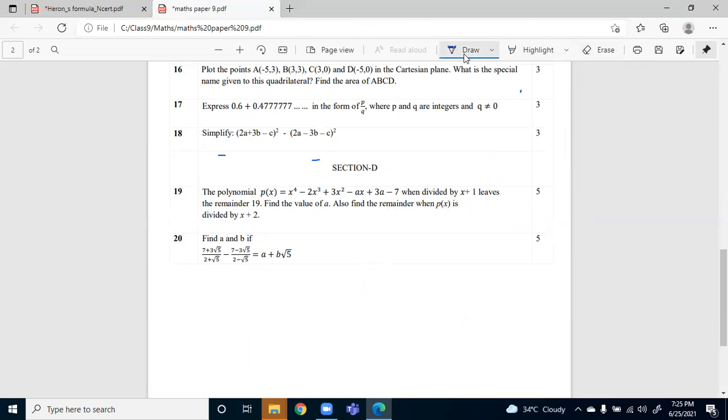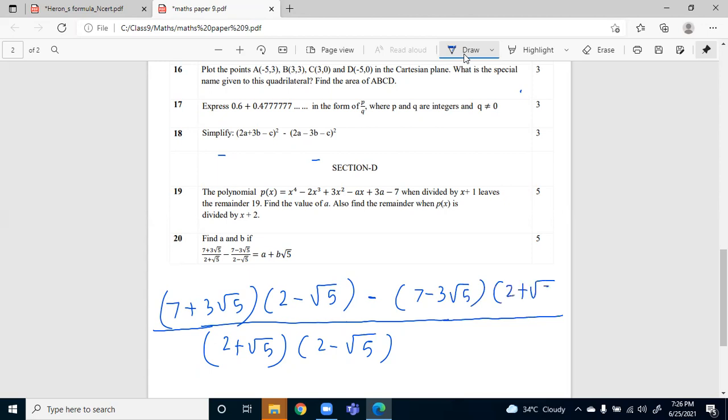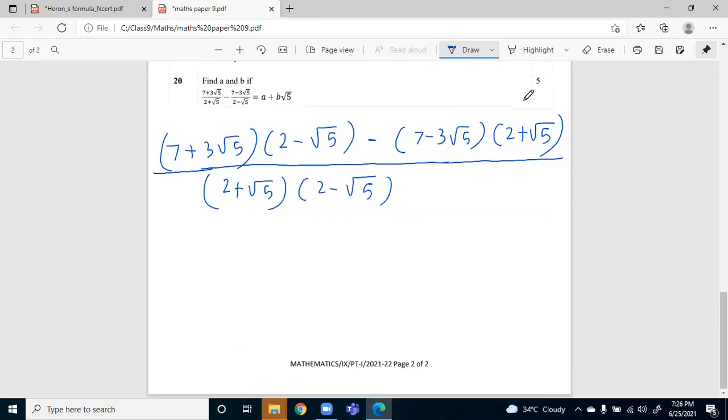So see, I take the LCM of 2 plus root 5 and 2 minus root 5, because they are different denominators. So 7 plus 3 root 5 will be multiplied by 2 minus root 5, minus 7 minus 3 root 5 will be multiplied by 2 plus root 5. See, I'm not writing the right hand side right now. I'm just solving this one.